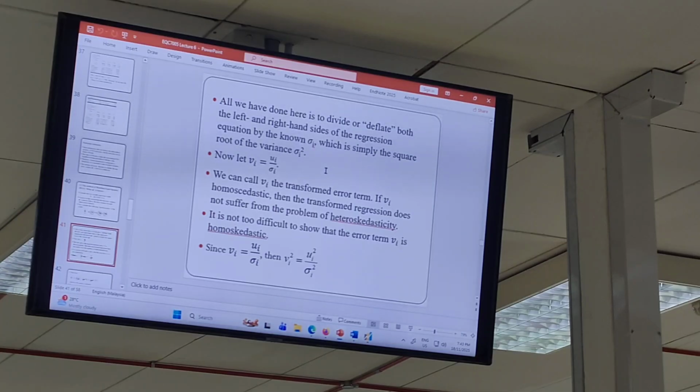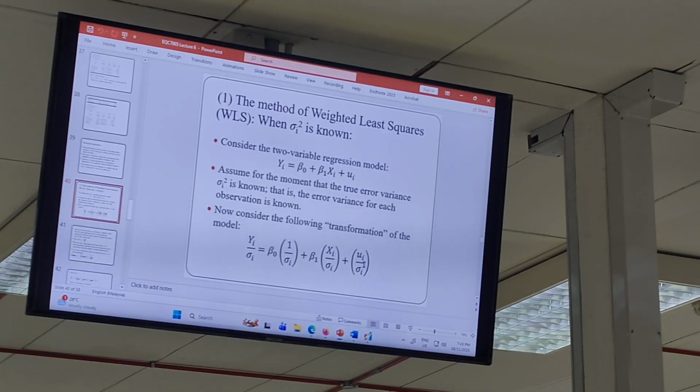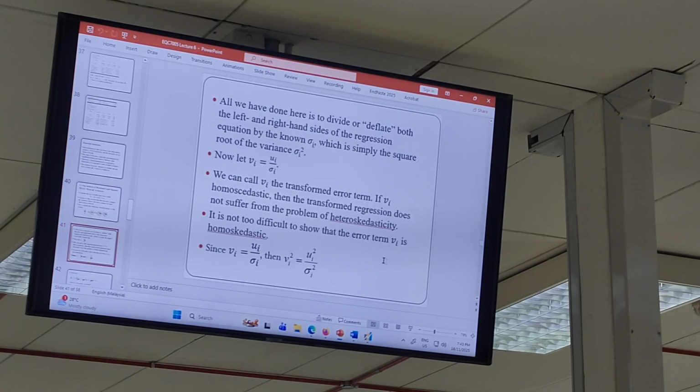If v i is homoscedastic after we transform, then that means we need to transform the equation so that the error variance of the new error term, the new disturbance, is homoscedastic. The u i is heteroscedastic because the error variance depends on i. So we transform the equation so that the new disturbance has a homoscedastic error variance. If v i is homoscedastic, then the transformed regression does not suffer from the problem of heteroscedasticity.